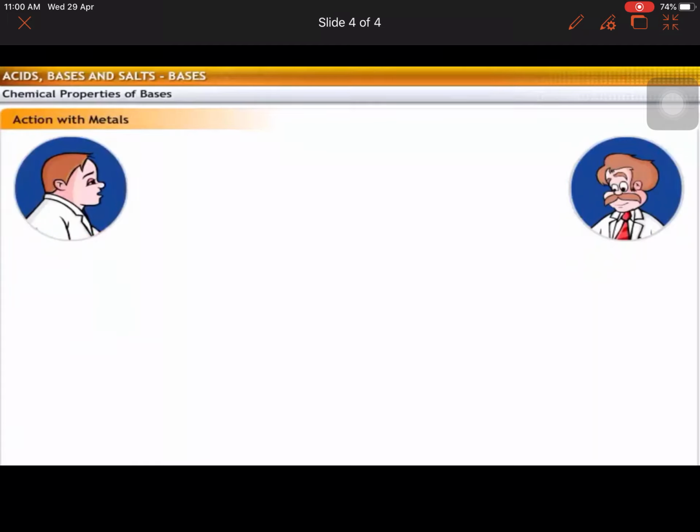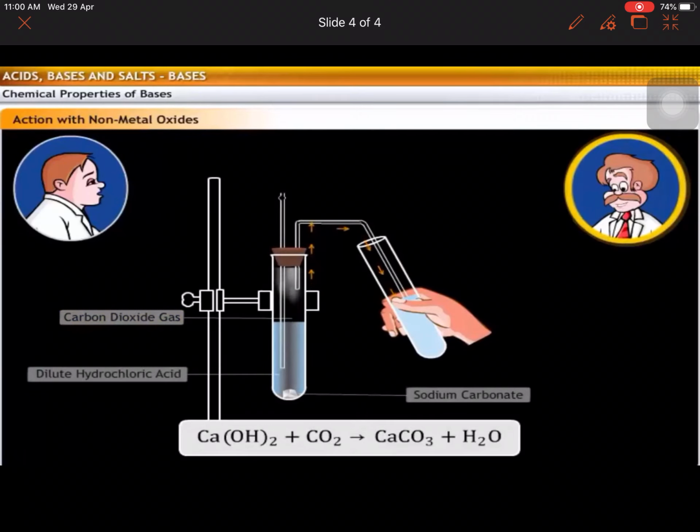Bases react with non-metallic oxides to form salt and water. This is very similar to a neutralization reaction between an acid and a base. As we know from neutralization, it can be concluded that non-metallic oxides are acidic in nature. Consider an example. When carbon dioxide gas is allowed to pass through calcium hydroxide, it results in the formation of calcium carbonate and water.